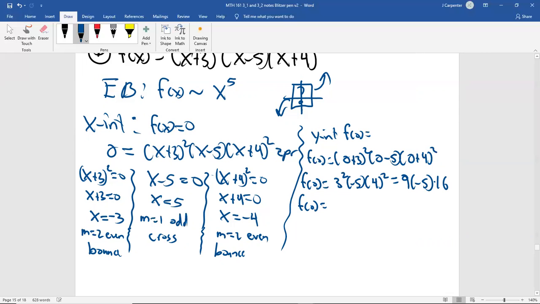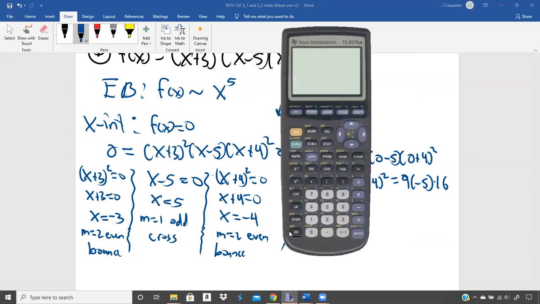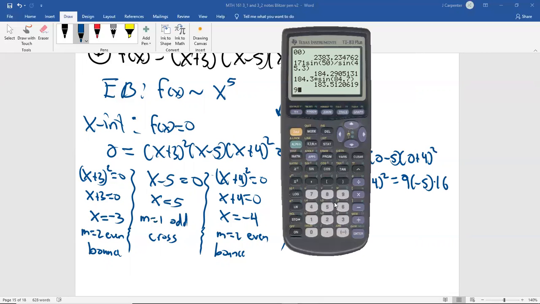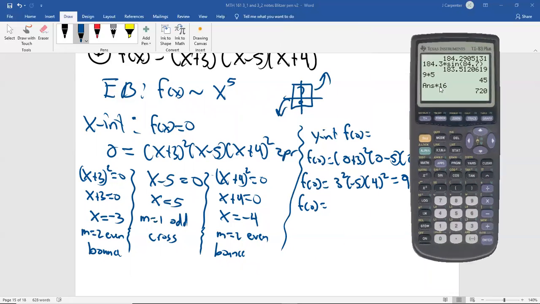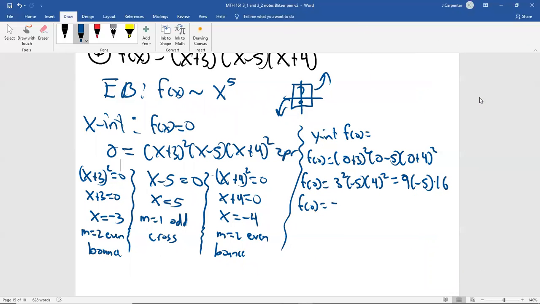And I know no one wants to do that in their head, even though it's not the end of the world. 9 times 5 is 45. I forgot my negative, but I'll just negate it at the end. Times 16 is going to be negative 720. Again, I did not type the negative for the 5. Please don't be mad at me for that. So we know this is negative 720.